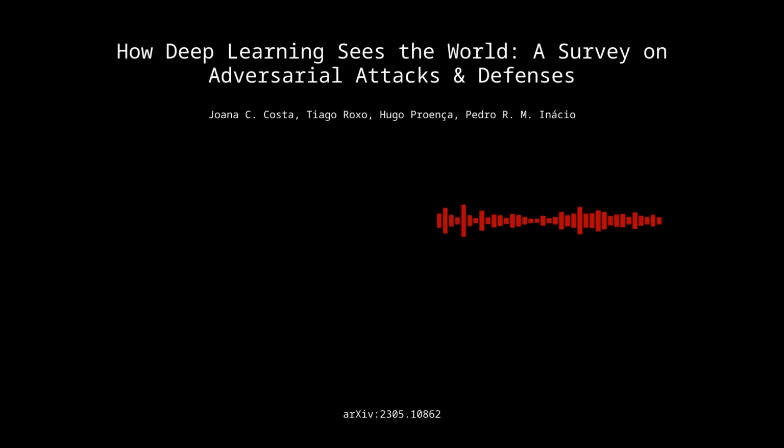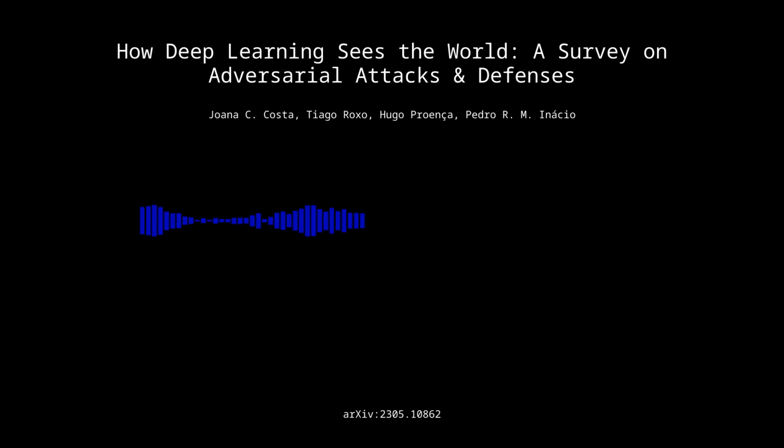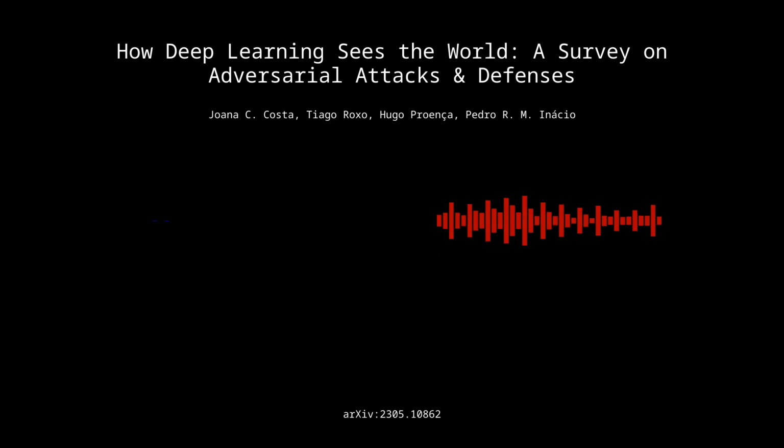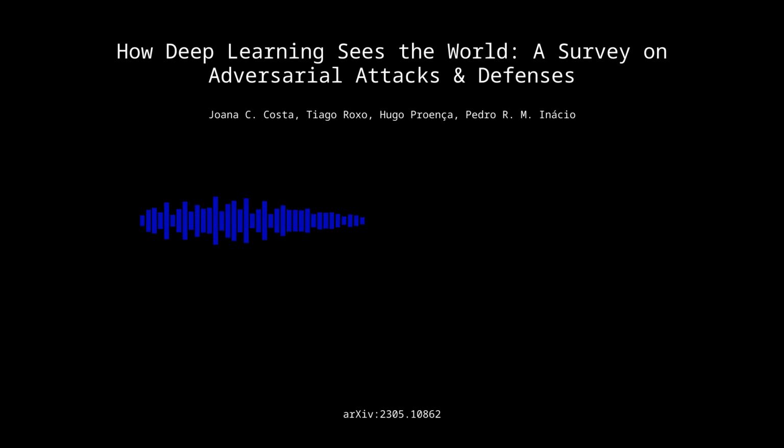This time, we're exploring the world of adversarial attacks and defenses in deep learning. Fascinating area, really. It is, and we'll be taking a close look at a paper called How Deep Learning Sees the World, a survey on adversarial attacks and defenses by Costa, Roxo, Proença, and Inácio. It's a great survey, actually. It really is a comprehensive one, so it gives us a really good overview of the current research. A good roadmap to navigate this field, I'd say, especially for our listeners who are already experts. It gets right to the point.